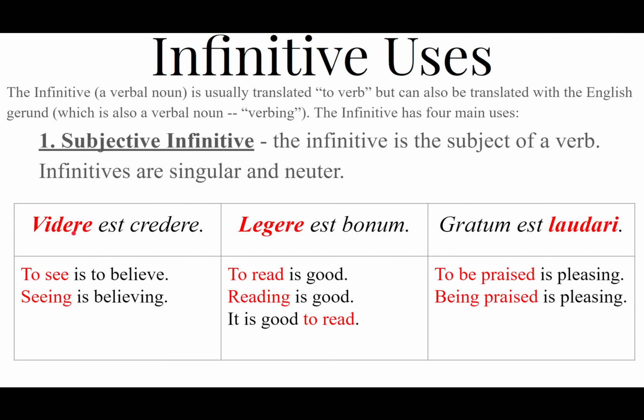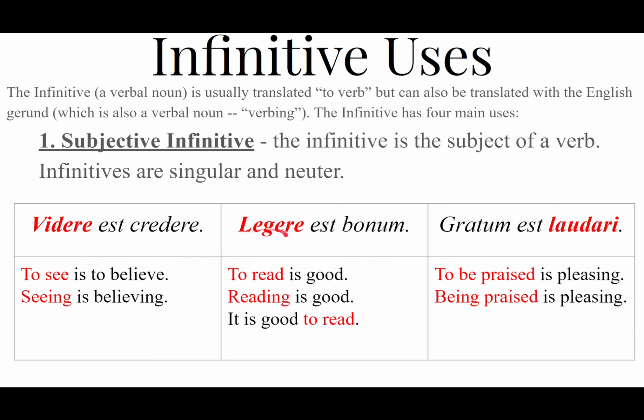It's like saying, the boy is good. The boy is the subject, is the linking verb, and good is the predicate nominative. Videre est credere, seeing is believing. To see is to believe is another way we could say this, if you prefer the to-verb translation of the infinitive. You could also use the English gerund, the -ing form. Seeing is believing, to see is to believe.